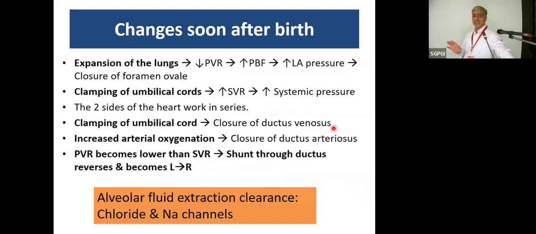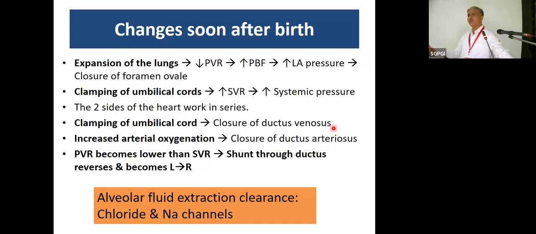If we see in a simpler way what happens the moment the baby is born, there is something called alveolar fluid extraction, where the fluid-filled lung gets into the aerated form. Why does it happen? If we go back to the physiology, in the initial part of gestation there is a chloride-based secretion of fluid into the lung. When the fluid gets into the alveoli, it stimulates the growth of the lung. So why is the lung filled with fluid? Because it has to grow, and the growth is because of the pressure or the volume of the fluid.